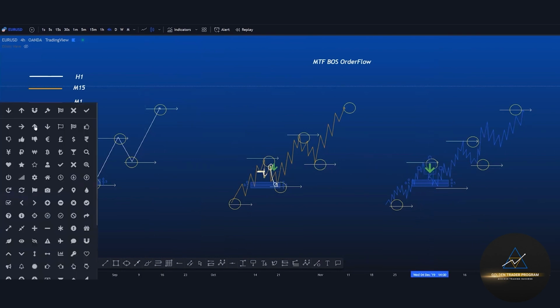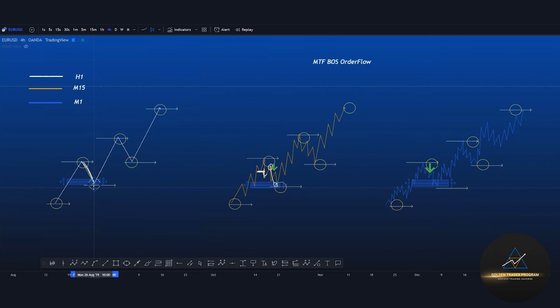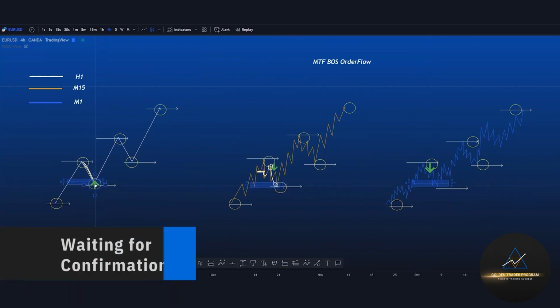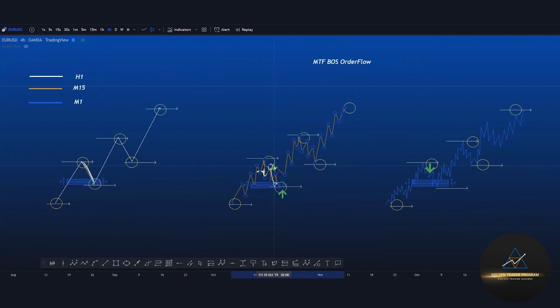Then to follow the trend, you look for confirmation. So let's assume we're looking at longs on the euro. On the H1, you wait for confirmation. Where do we get confirmation here on the 15-minute, right? The confirmation is a change of character, and the change of character happened here. There's a break of structure.